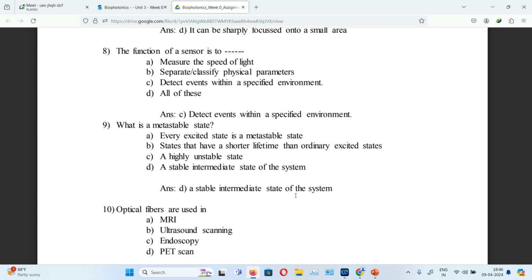Then there is endoscopy. What is endoscopy? As the name suggests, it is like looking inside. Scopy means something which we are imaging: scope, microscope, telescope. So something we are looking at. Endoscope, it's important, we are looking inside.